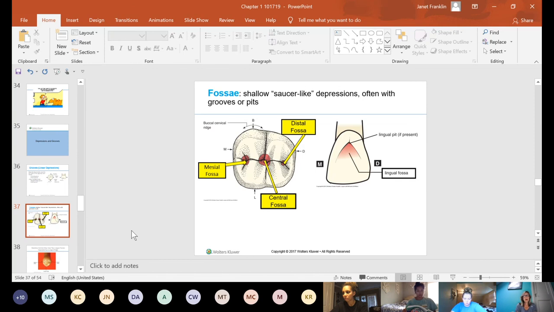And then you have something called fossa. Fossa are smaller round depressions or saucer-like depressions. A lot of times they're at the bottom of grooves. So you'll have a groove, and think of water flowing into a pond. That's the fossa. And oftentimes a fossa will have a pit at the bottom of it. Pits are where we get tooth decay. Pits are what we seal when we're trying to prevent tooth decay, and you're going to do sealants in clinic. So we're trying to keep food and debris from getting into the fossas, and keep the pits from decaying.